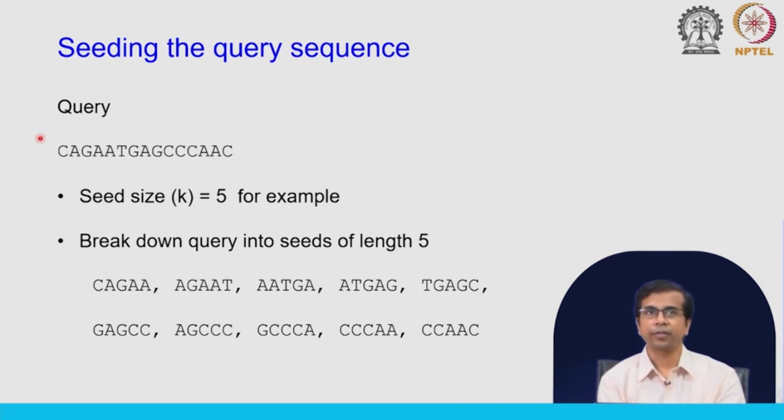How do you do this? You start with the first 5 bases, which give you the first seed, then you will have the next 5, and so on. You can see we have a sliding window and take 5 bases at a time, and that gives you the seeds. For each seed now we need to generate these neighborhood sequences.